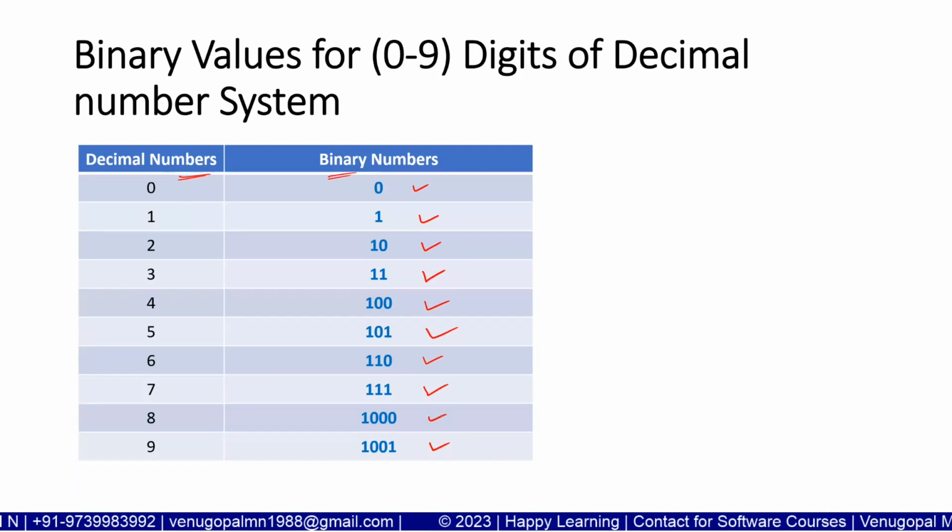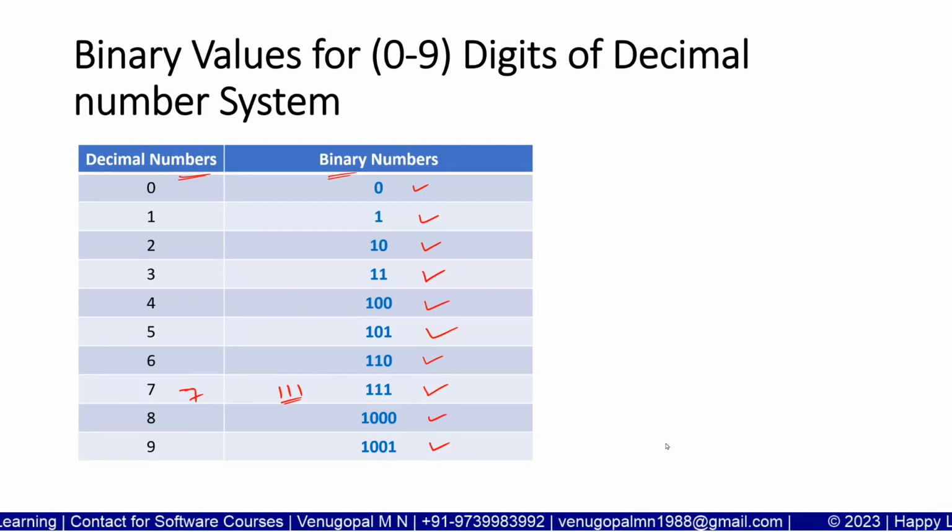You don't have to get confused or memorize it. Just have a look at this table. In our current session, you will understand how the decimal numbers are converted into binary numbers, and why. For example, why the number 7 is represented in the binary number system as 111. We will understand that in a while.